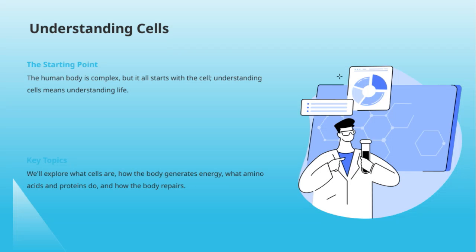Let's explore what cells are, how our body generates energy, what amino acids and proteins do, and how the body repairs itself. The human body is incredibly complex, but at its core, everything begins with the cell. Understanding cells is essential because they are the building blocks of life. When we talk about the starting point, we're really focusing on understanding these tiny units that make up every part of us. By grasping how cells function, we gain insight into the entire body's processes, from energy production to healing and growth. This foundational knowledge helps us see how all these different systems are interconnected, and it highlights the importance of cellular health in overall well-being.